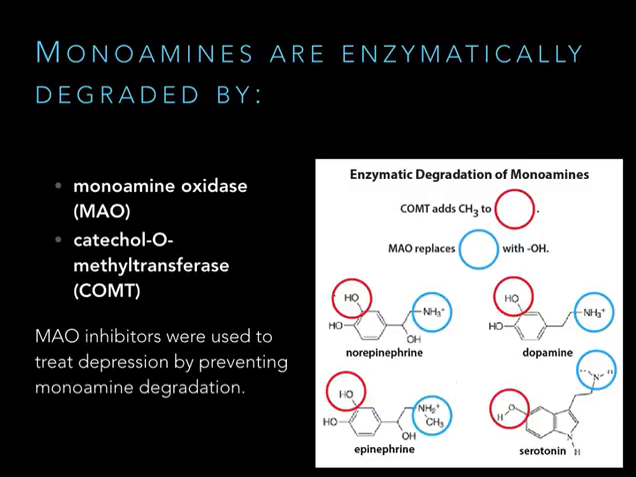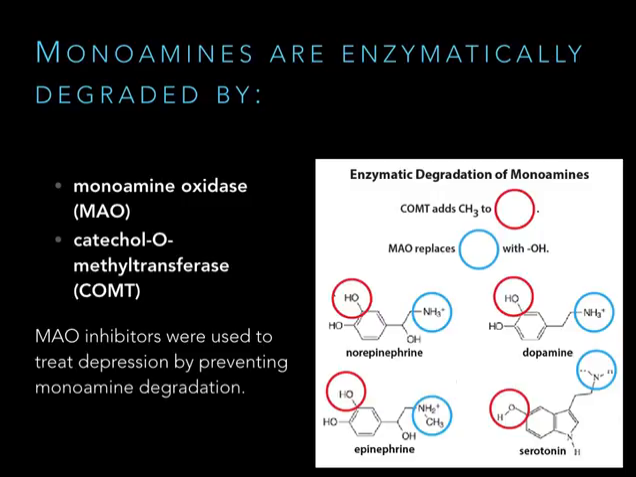Catechol O-methyltransferase is going to add a methyl group onto the oxygens that are circled in red here. So you can see that the different monoamines are going to be modified at pretty much the same location. Monoamine oxidase is going to replace the nitrogenous groups that are circled in blue with a hydroxyl. By doing this, these enzymes are going to modify the structure of the neurotransmitter, and thus they're going to prevent it from binding with its receptor.